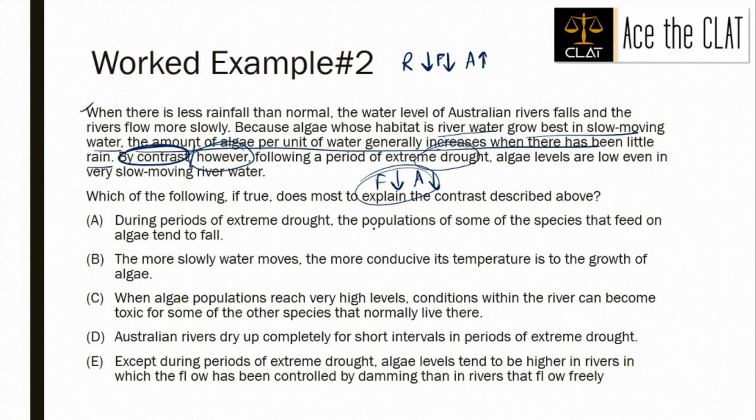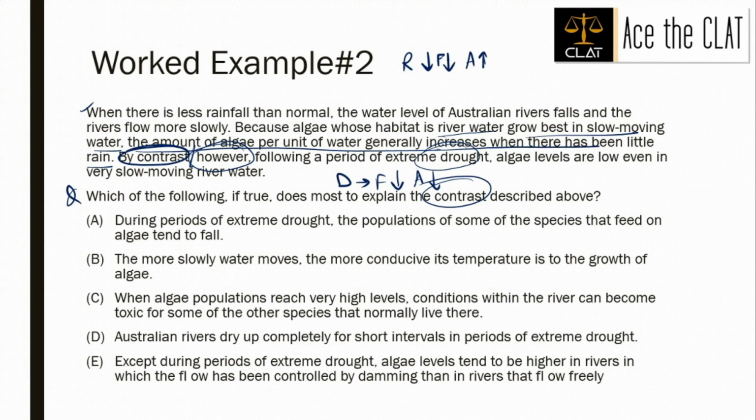Why is this so? Is our job to find out, right? Which one of the following, if true, does most to explain the contrast described above? Our contrast, I repeat once again, is that when the rainfall is less, the flow of water becomes less, and due to that, the amount of algae increases. However, following a period of extreme drought, even in that case, when the river water flows very slowly, the amount of algae decreases instead of increasing.